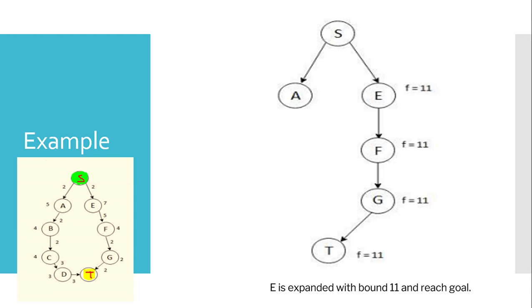So that is the recursive best first search algorithm. Over here you have seen it is using the same formula as A star search, but the difference is the number of times it has to do backtracking. That is what the recursion is. So that's about the recursive best first search algorithm. We have reached our goal with the minimum cost, that is 11.